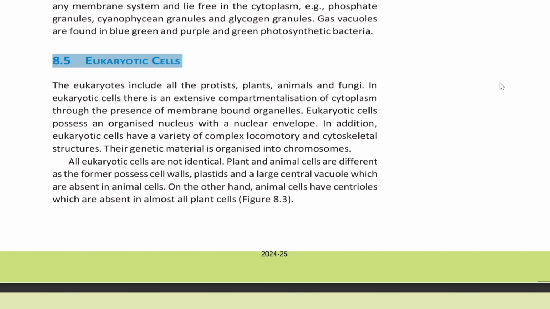All eukaryotic cells are not identical. Plant and animal cells are different as the former possess cell walls, plastids, and a large central vacuole which are absent in animal cells. On the other hand, animal cells have centrioles which are absent in almost all plant cells.